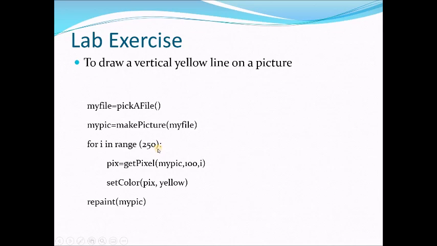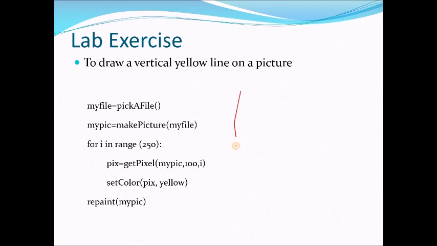Range 250 means it will generate a range of numbers starting with 0 until less than 250. So 0, 1, 2, 3, 4 until 249. The variable i will go through this range, and it will get the pixel from this range of values. You see over here, getPixel has the picture, 100, i. So what is 100? Let me draw it.